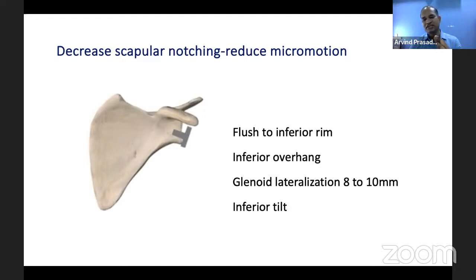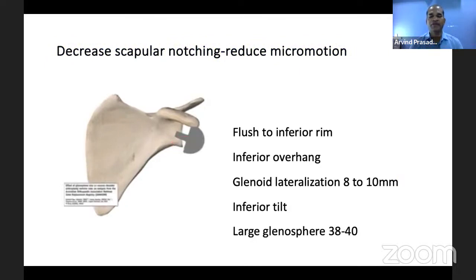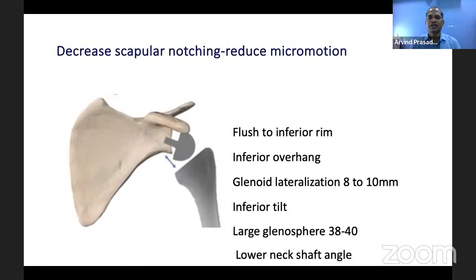But with only inferior tilting, you need to do much more reaming of the glenoid, and then that will not be effective. So inferior tilting should be combined with glenoid lateralization at the same time. And also, of course, the large glenosphere, anything between 38 to 40, has a high survival rate. And the neck shaft angle that was initially 155, now it is 135. People preferred it. So again, this prevents scapular notching also.